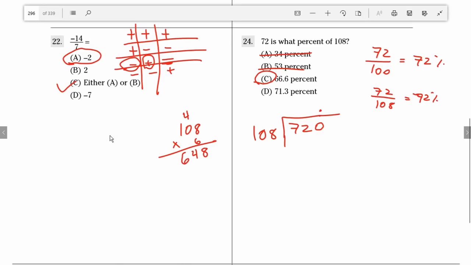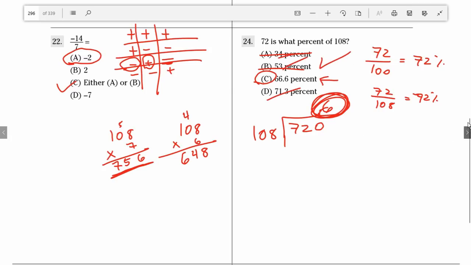Okay? Let's say I multiplied 108 by 7. 7 times 8 is 56. Carry the 5. 7 times 0 is 0, plus 5 is 5. You can see that if we did this, it would get us too big of a number, whereas this 6 will get us close. So without doing any other math, we know it's going to be 60 some odd percent. There's only one answer choice like that, namely this one, so we're done.